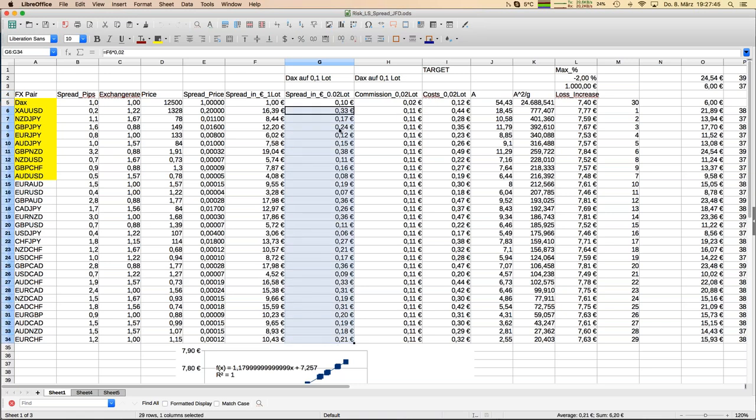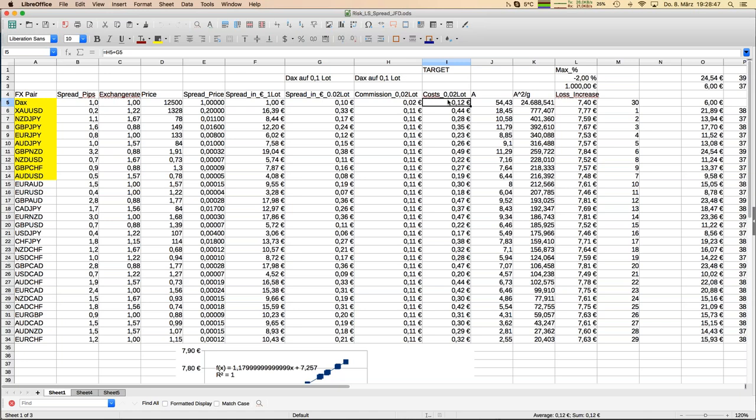The only one I calculated a little bit differently was the DAX, because for DAX the minimum lot size is 0.1 lot and the commission is different. The commission for a DAX trade with 0.1 lot is just 2 cents. So you have here one column with all the spreads already in euro, and then the commission. That means we can add up those two columns, and then we have our costs for the applied lot size. Forex 0.02, gold is the same, 0.02 lot, and DAX is 0.1 lot. And you see different numbers here. It's always spread plus commission. Commission 0.11 euro for all those, because we trade 0.02 lot, and those are our costs per trade.